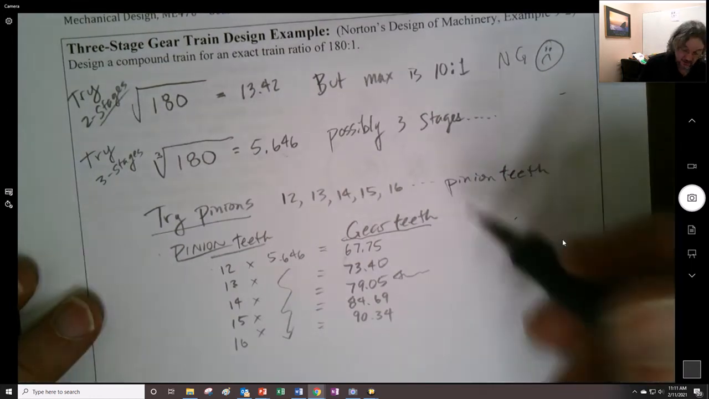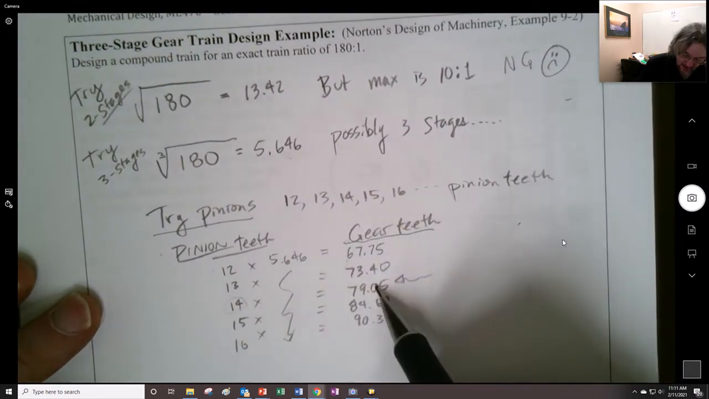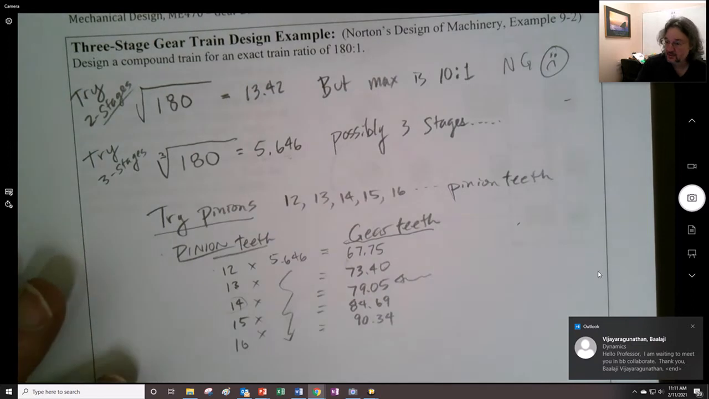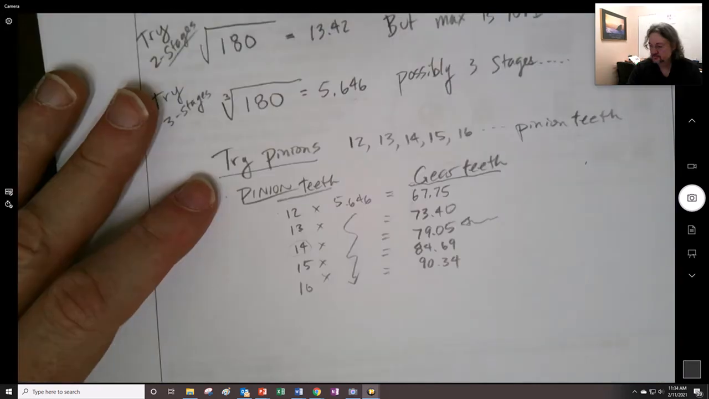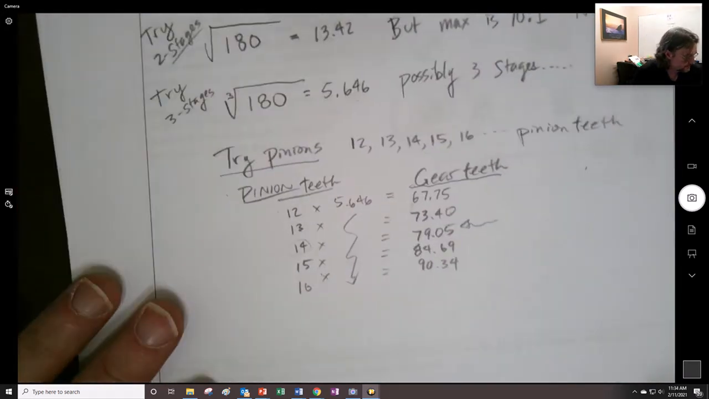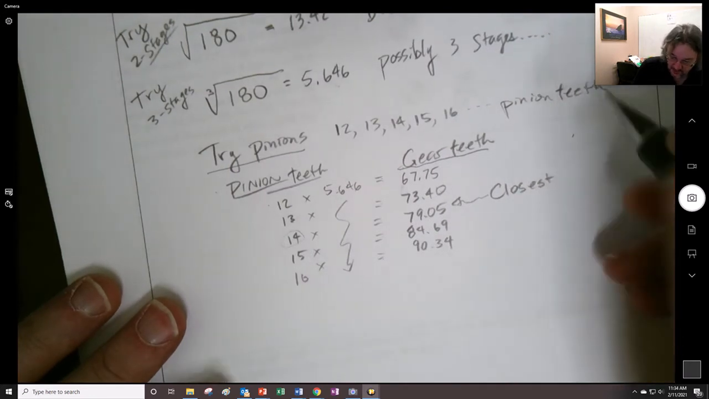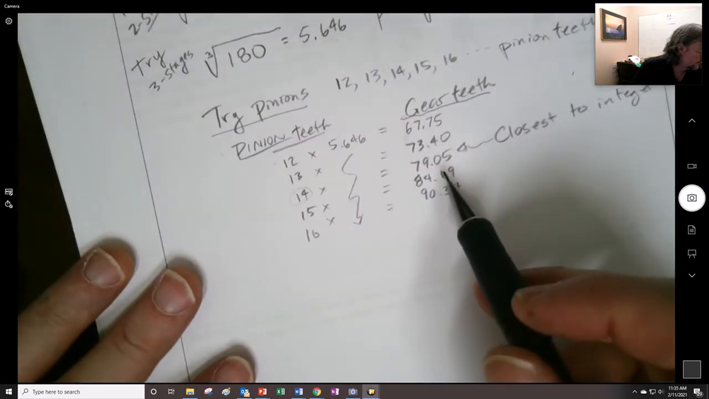If there are 14 teeth, we might also need to check for interference with that. So I need to go back into my notes. Oops, I forgot. Okay, where were we? This is the closest to an integer, which is why I wrote that down. So we focus on here.